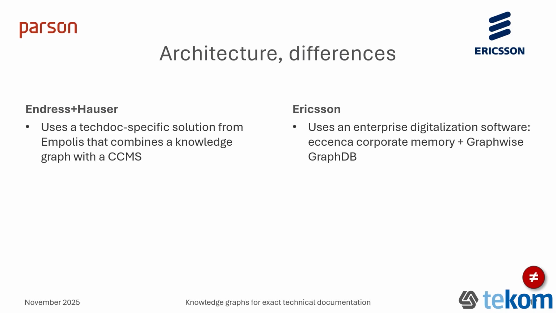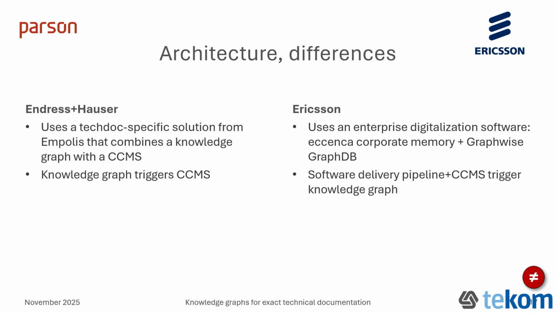After we defined our requirements, we did quite some market research, and we ended up not with a documentation specific software product for the knowledge graph handling, but with a general enterprise digitalization software, which is Accenture Corporate Memory, as a framework to build, first of all, to instantiate knowledge graphs, and second, to build applications on top of it. And we ourselves build low-code workflows in that framework. So we develop the application. And we use the Graphite GraphDB as graph database.